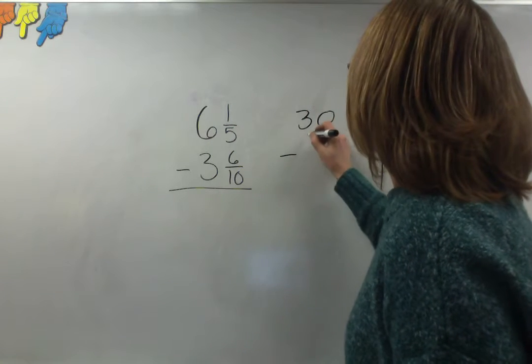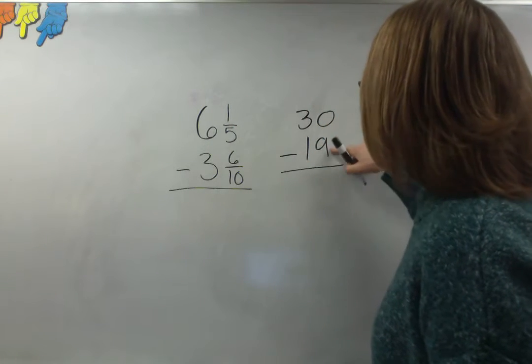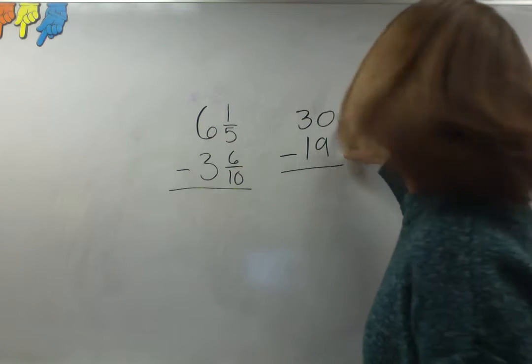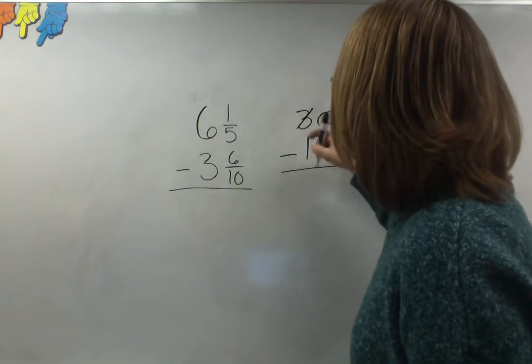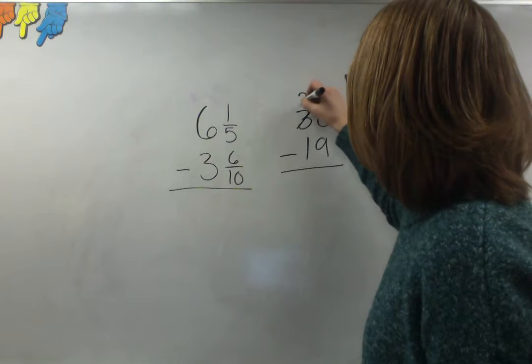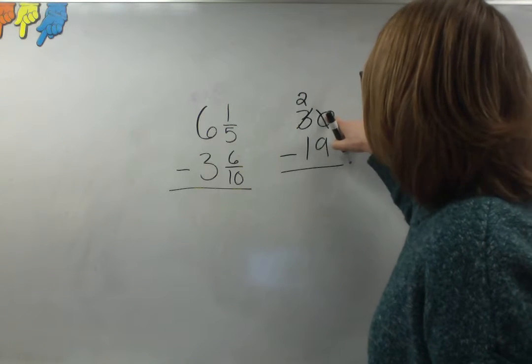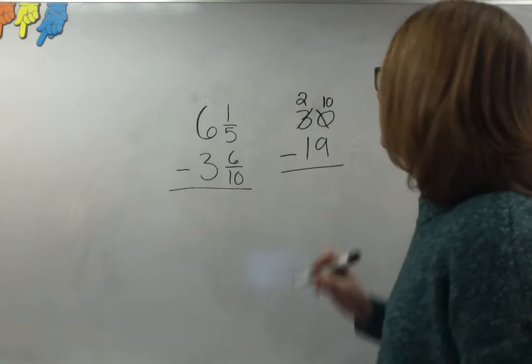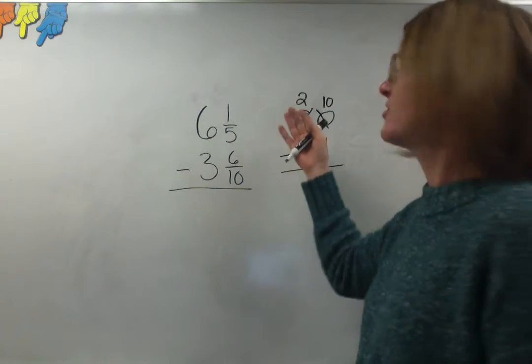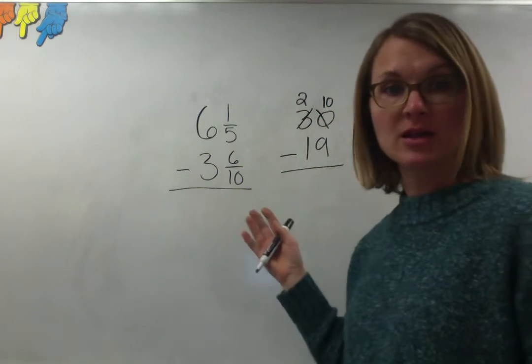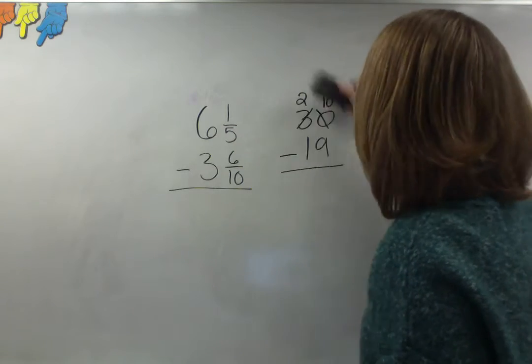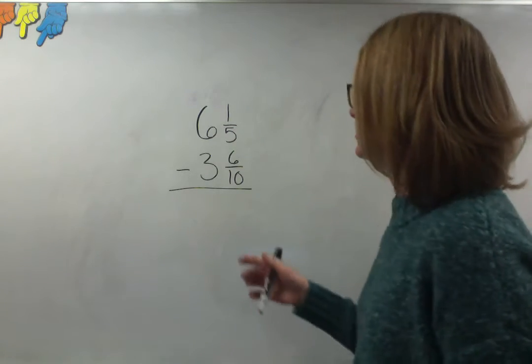30 minus 19, okay? You cannot take 9 away from 0, so you would borrow. Instead of having 3 tens, you now have 2 tens. And you're going to add that 10 to here, and 0 plus 10 is 10. So that's where that comes from. This is your renaming, okay? You're borrowing and you're renaming. So the same thing is going to happen when we're dealing with fractions.